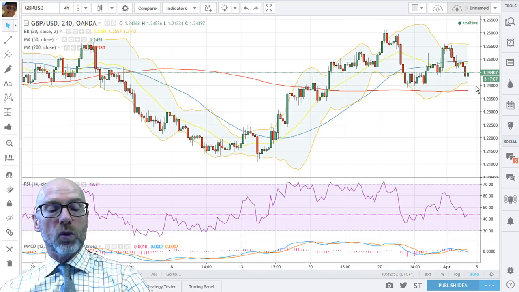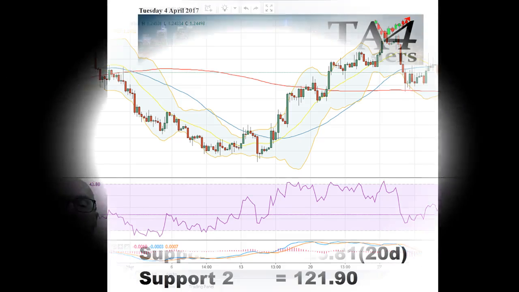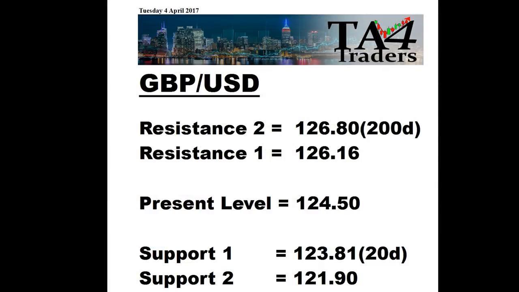On the support and resistance levels, these are all from the daily. First resistance is 126.16, and then at that downtrend in the 200-day, 126.80. With the immediate support, as I said, it's only just below the market. Actually, there's another support in here, the 50-day, which is virtually at the market, and then we've got the 20-day at 123.81, and the second support at 121.90.